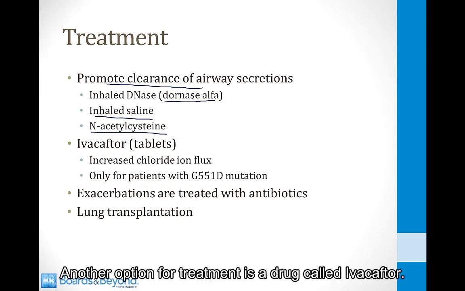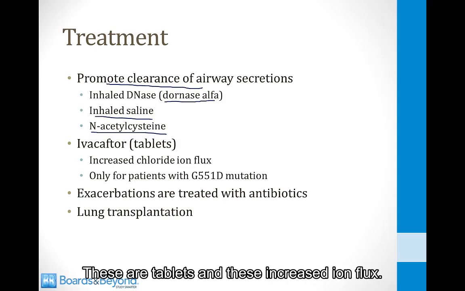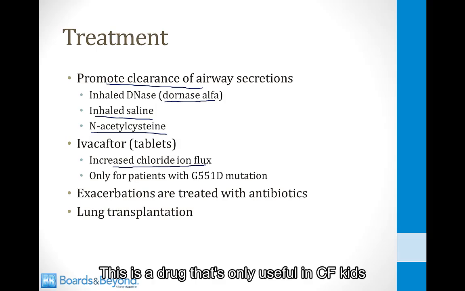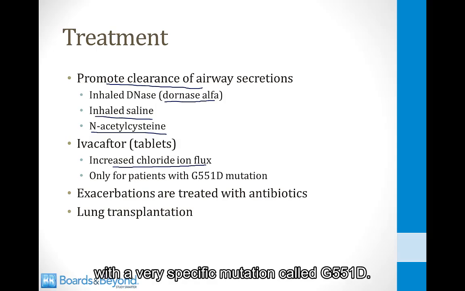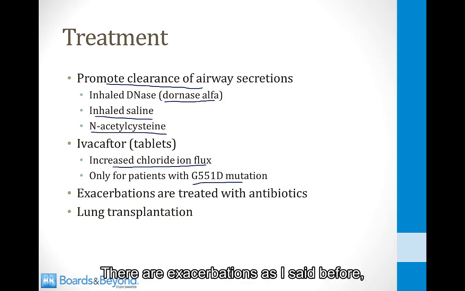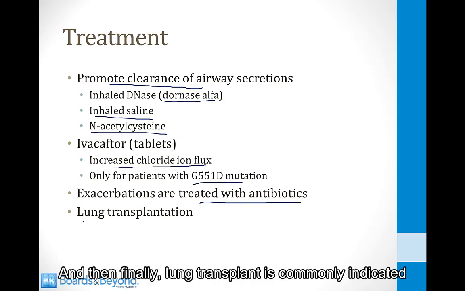Another option for treatment is a drug called ivacaftor. These are tablets, and these increase ion flux. This is a drug that's only useful in CF kids with a very specific mutation called G551D. There are exacerbations, as I said before, and these are usually treated with antibiotics. And then finally, lung transplant is commonly indicated for children with CF.